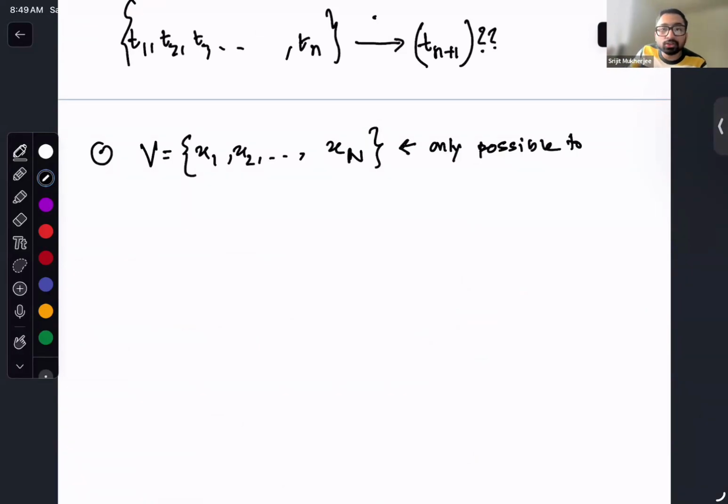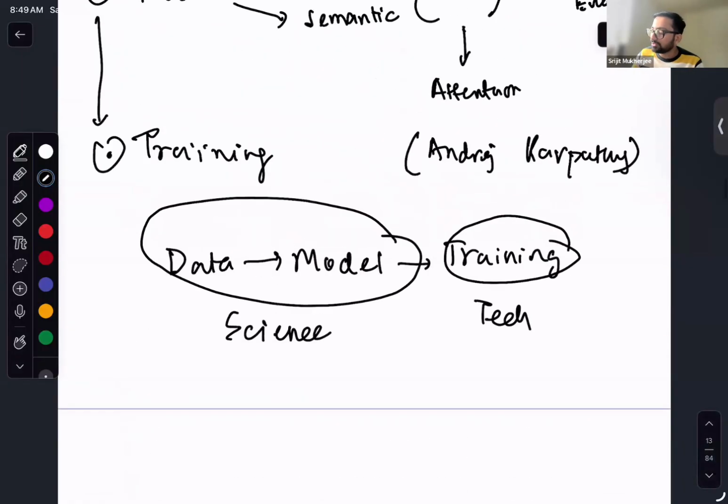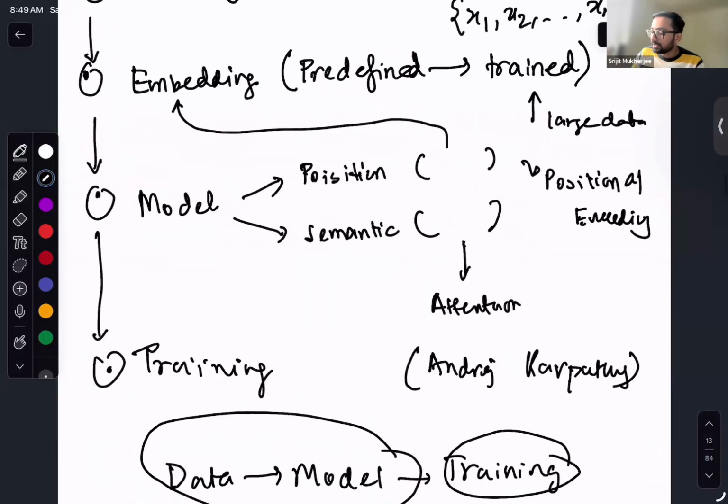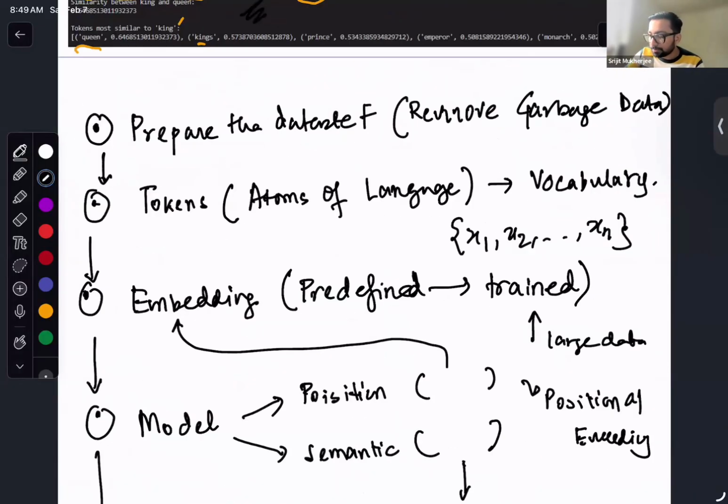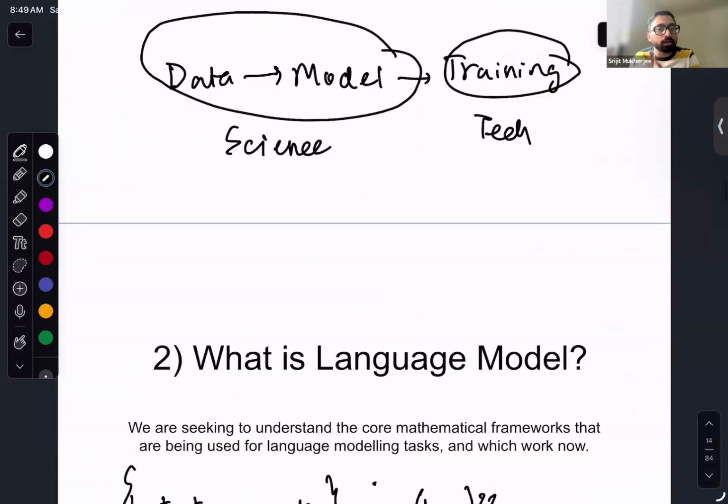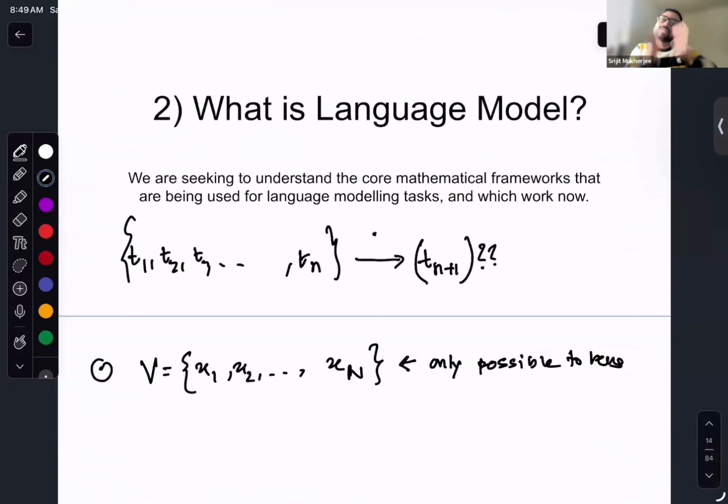So thanks to Shubhranshu for asking that question, that we have the first data to model and then to training. This data to model has its preparation and then tokens. I am assuming the preparation happens and then we have the tokens, which are the vocabulary. And those are fixed. You cannot change that. You cannot have anything more than that. So that's a basic prerequisite, guys.